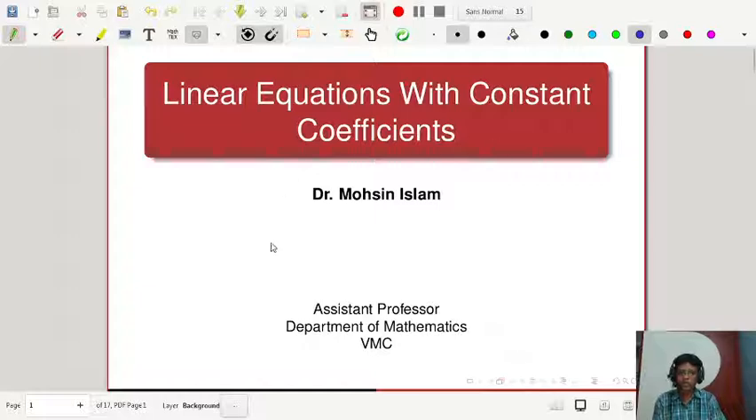So, in this chapter, you will learn how to deal with linear equations with constant coefficients, mostly the second order differential equations with constant coefficients.